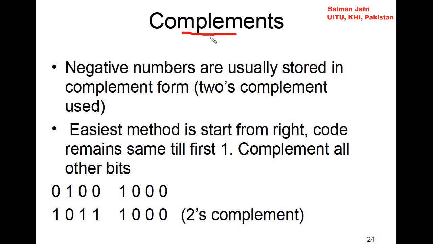Now we can talk a little about complements. We know that negative numbers are usually stored in complement form, and actually 2's complement is used. So what is the method for converting a number to 2's complement form? The easiest is to take the number and start from the right towards the left, writing all the digits as they are up to the first one.